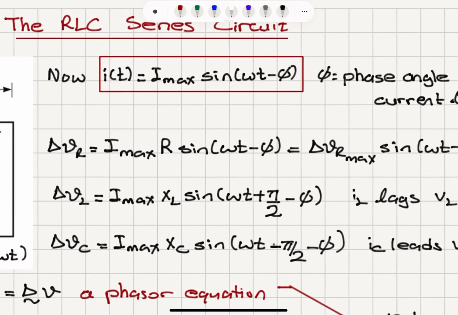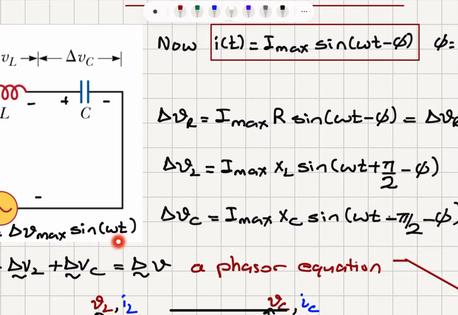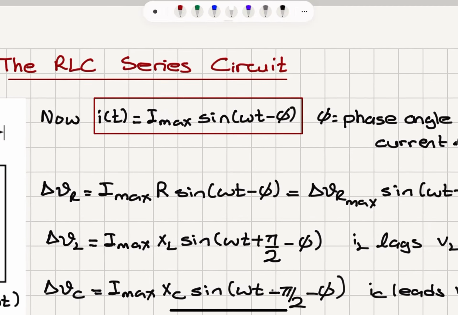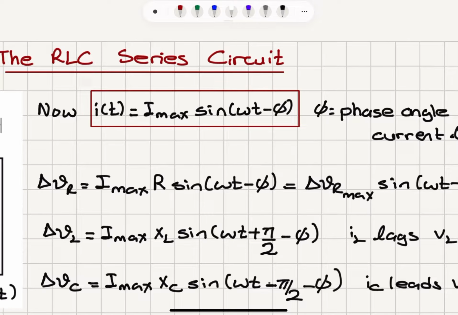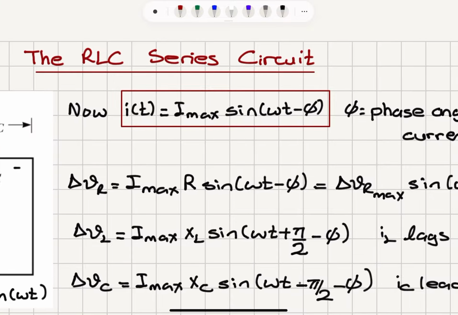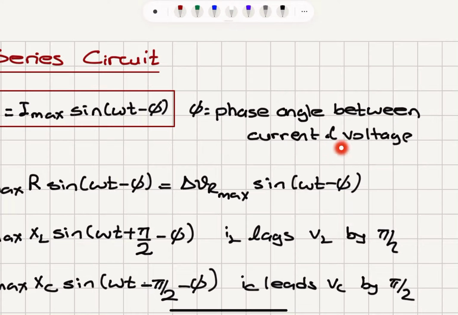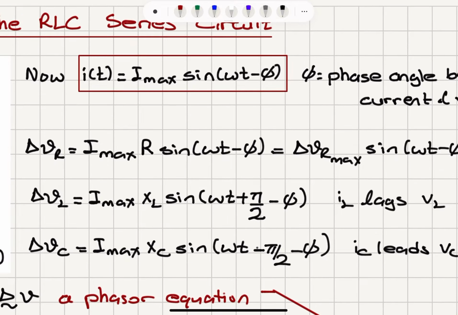So what we're going to do is say that the current is also going to be sinusoidal. However, it will have a phase angle with respect to the AC source. We can call this phase angle phi. It's going to be I max sine omega t minus phi. So phi is the phase angle between the current and the voltage.